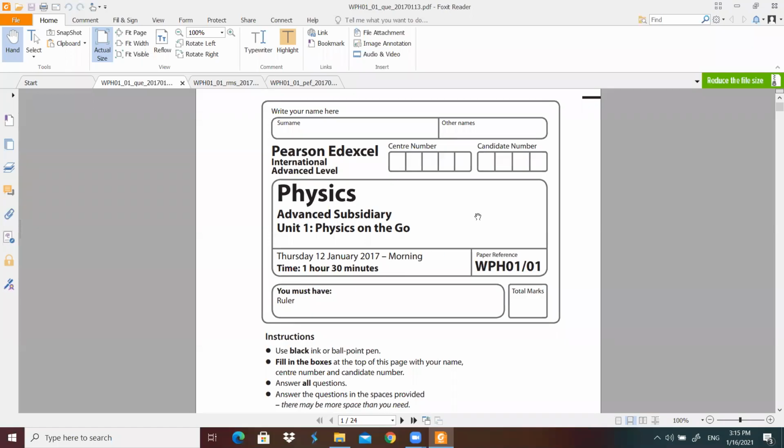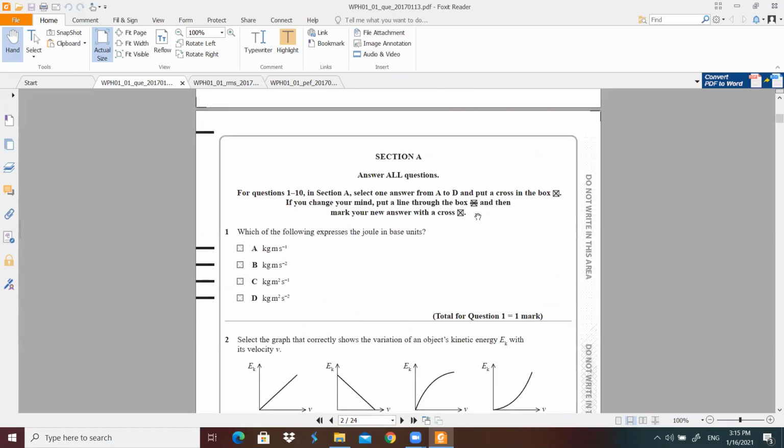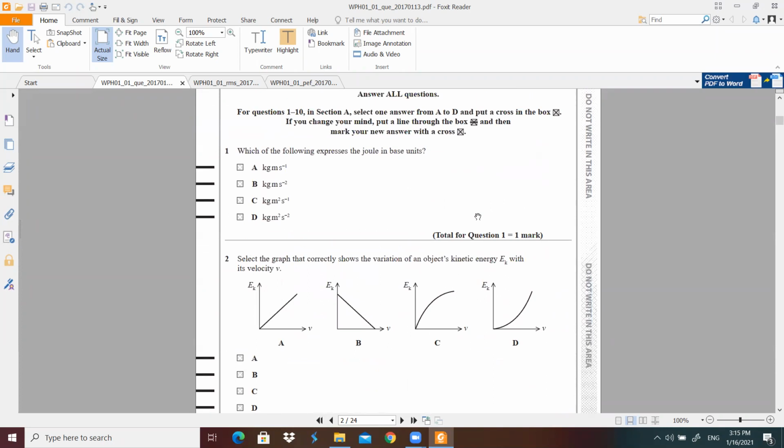We'll be starting Jan 17 today. Let's start with question 1. Let's see what the question says. Which of the following expresses the joule in base units?